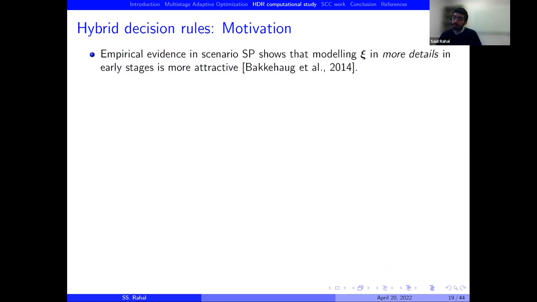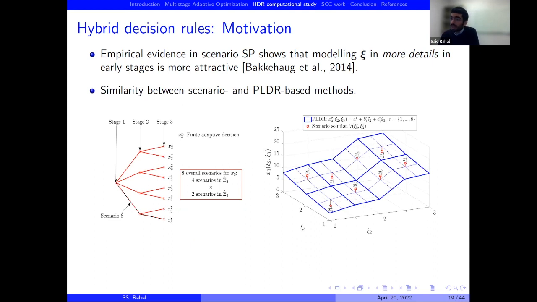Now the second part of this computational study was motivated by empirical evidence found in the scenario SP problem, where modeling the uncertainty in more detail in early stages is more attractive. We found a similarity between the number of scenarios in a stage and the number of breakpoints within each uncertainty in a given stage. For example, for this simple tree with 4 scenarios in stage 2 and 2 scenarios in stage 3, we end up with 8 overall scenarios and 8 overall finite adaptive decisions.